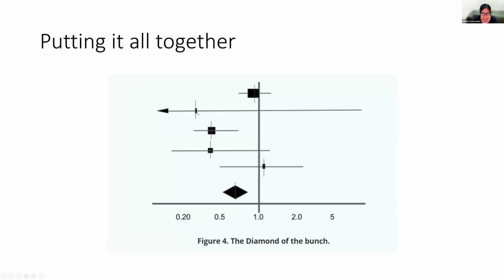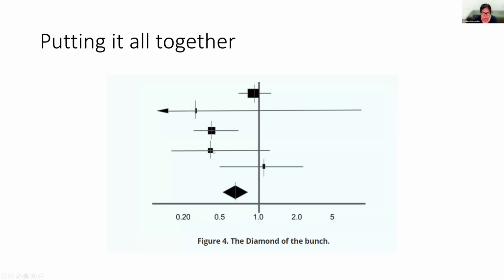Now, what do we infer from this study? This is a small sample size study. Although it showed lesser mortality, look at the confidence interval, which is very wide. So a small study, less event rate, very wide confidence interval. So the study is given less weightage.